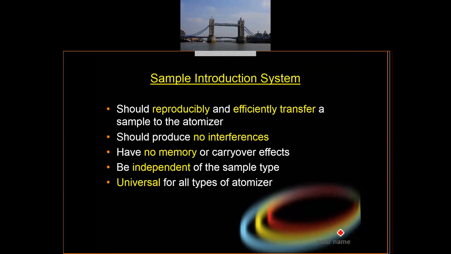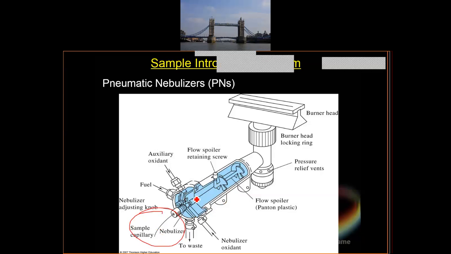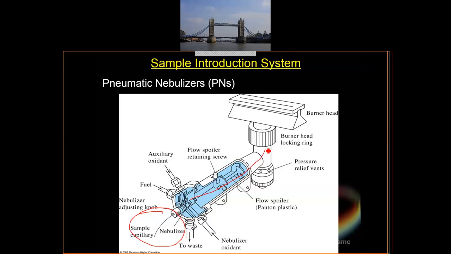A cuvette, for example, cannot do that. Okay, this is what it looks like. This is the piping just now, and it goes in here. The gas will mix with the sample, and then the gas will also carry the sample into the atomizer, and it will burn here.